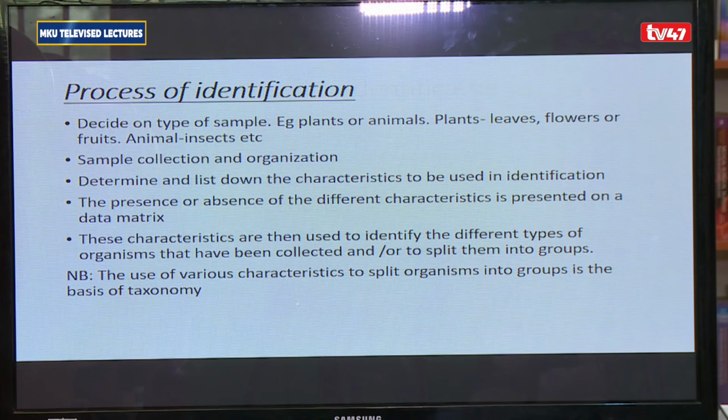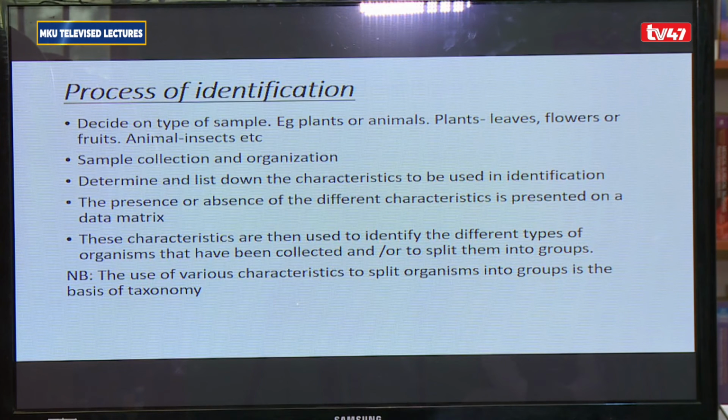When you're trying to identify an organism, the process of identification. Now, because classification and taxonomy is a field of science on its own, you have scientists who specifically go out there, pick organisms, and then try to identify them and even classify them. So the basic process of doing identification begins from where you're going to actually collect your sample.